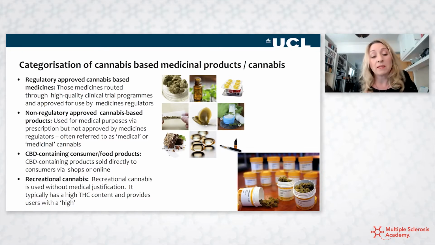And then we think about the CBD containing products. These are the agents that many people with MS are accessing, either purchasing online or through health food stores, for example. And these are not regulated. They're produced in line with food standards as opposed to medical grade standards. And therefore we don't know exactly what's in them.